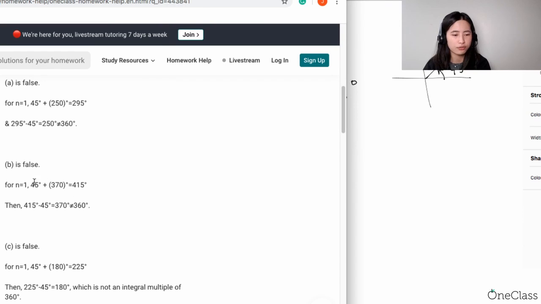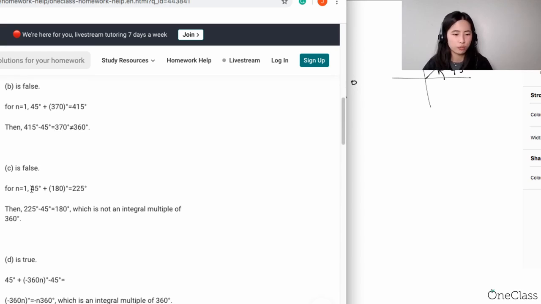And then you have 45 degrees, so that's equal to 370. We know that 370 degrees, regardless of whether you have an integer of 1, 2, and so forth, is not going to be a multiple of 360. I think it's pretty obvious. So that's why we're going to say that B is false, and this is correct.